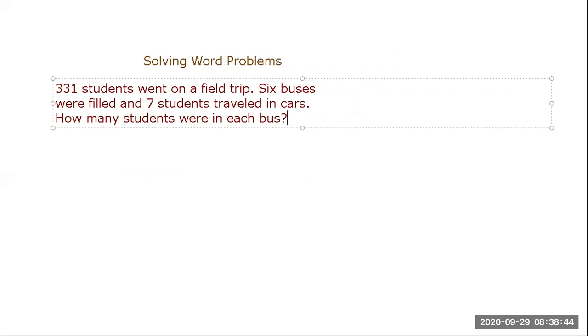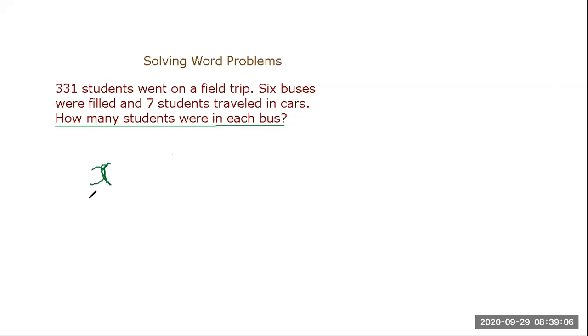Whenever I'm solving this, I always want to make whatever they're asking for my variable. So, how many students were in each bus? I know that's going to be my variable. I'm going to call that X. I always want to make what they're asking for my variable, so I'm going to go ahead and write that.